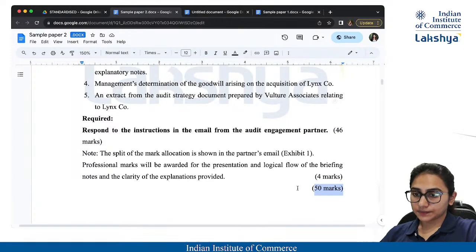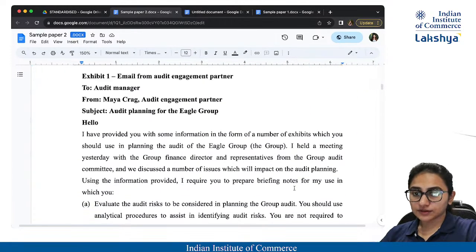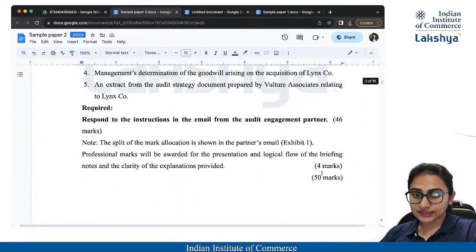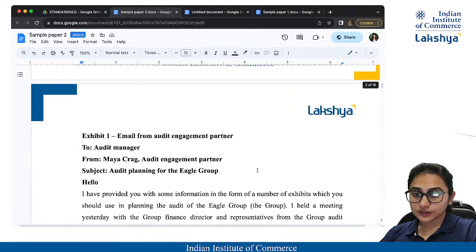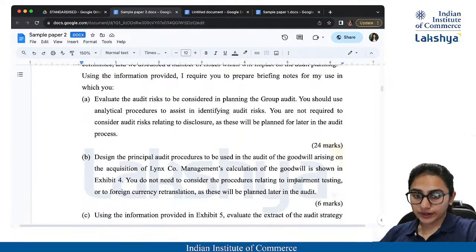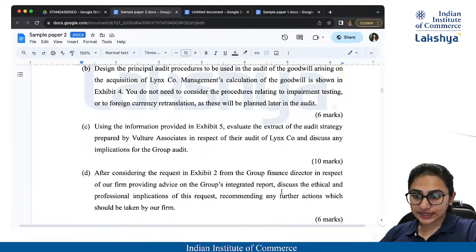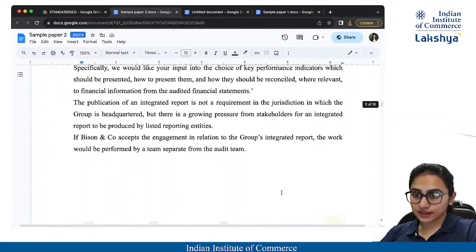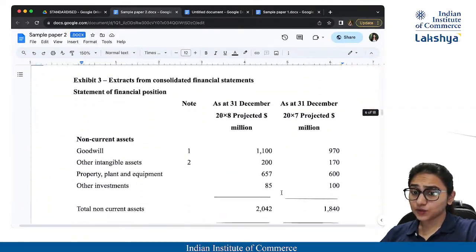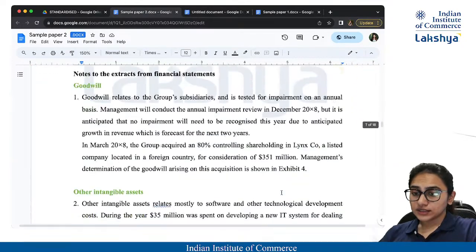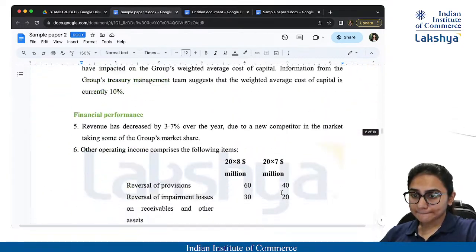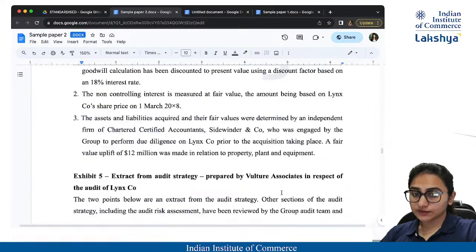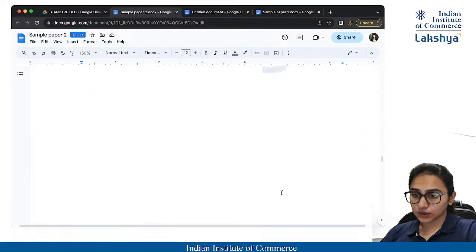50 marks. And then you have the exhibits to answer that. Entire 50 marks, and the split of the marks is here: 24, 6, 10, 6, and then the exhibits to answer that. And then you have section B. See, one is so big, and then you have 4 to 5 exhibits to answer that.